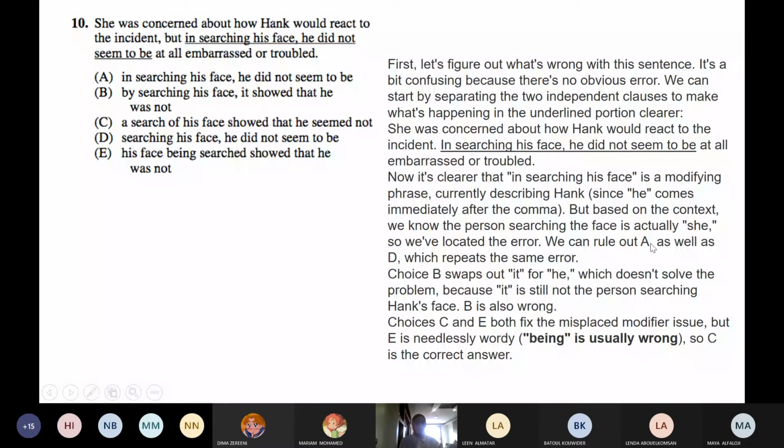We can rule out A. So A is wrong. As well as D, which repeats the same error. In searching his face, he, the same error. He searches? No, he doesn't search. It is not he who searches, it's she. So I focus on B, C, and E.